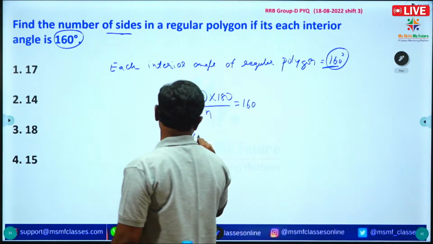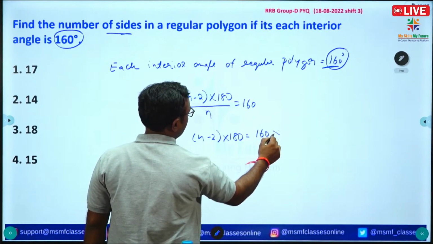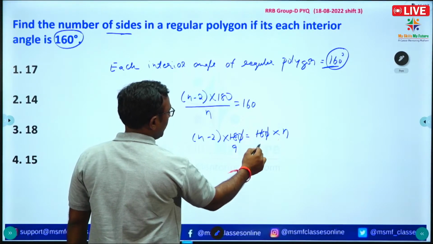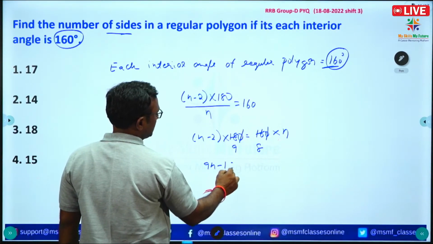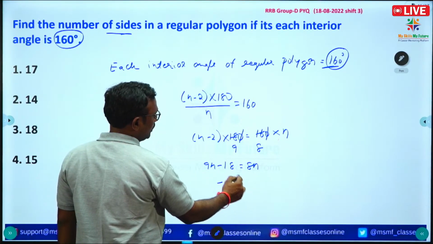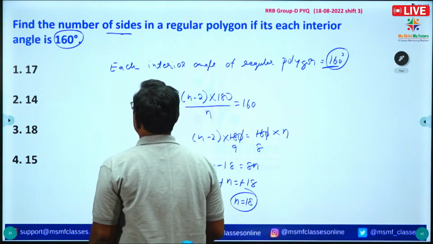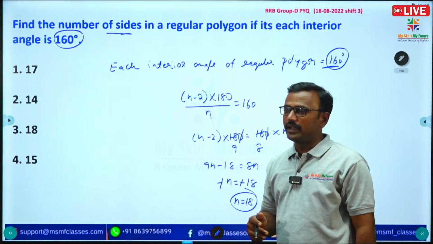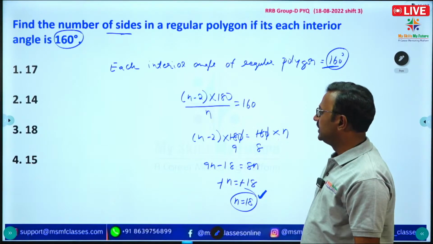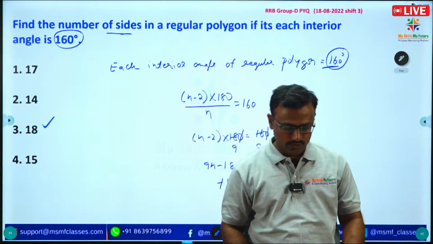So (n minus 2) into 180 is equal to 160 into n. So 0 0 cancel, 2 9s are 18, 2 8s are 16. So 9n minus 18 is equal to 8n. So minus n is equal to minus 18. So n is equal to 18. So the number of sides of the regular polygon is n equal to 18, which has interior angle 160 degrees. So option 3 is correct, 18. Okay, right. Next question.